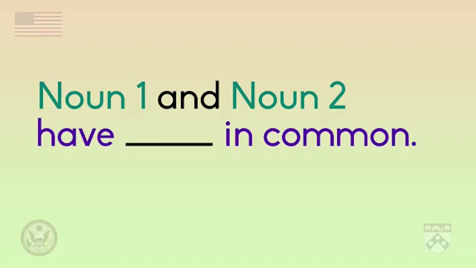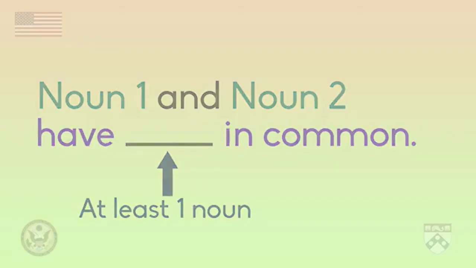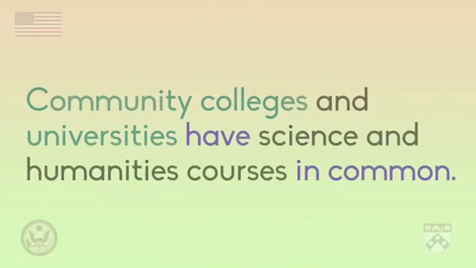It is important to note that you must use at least one noun in the middle of this phrase. Here's another example of the phrase have in common. Community colleges and universities have science and humanities courses in common.